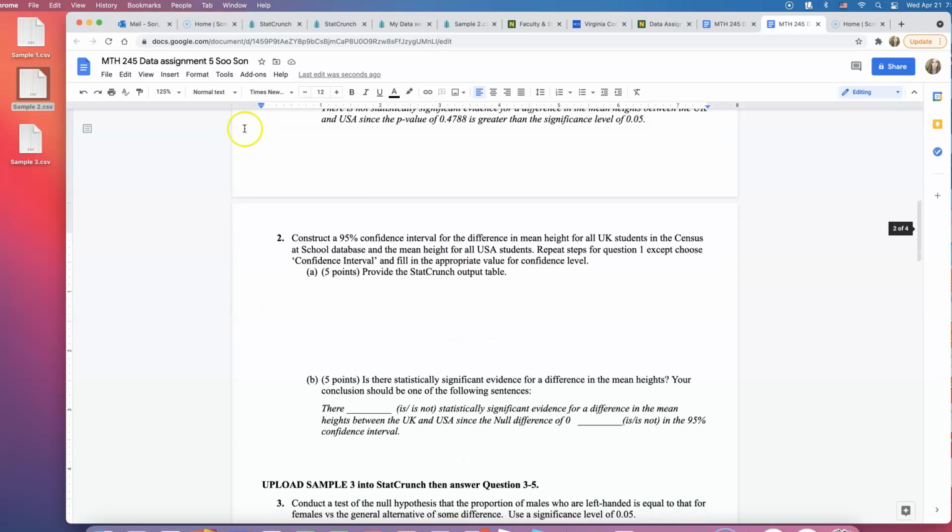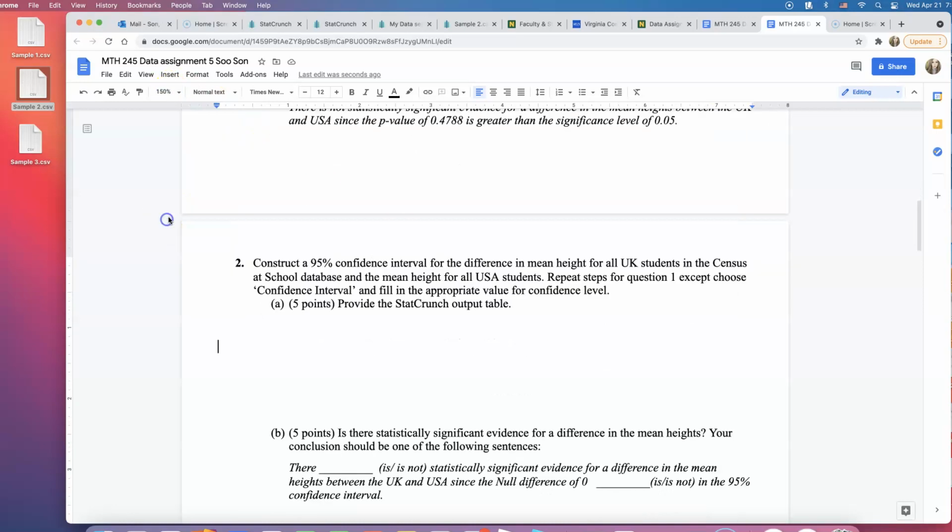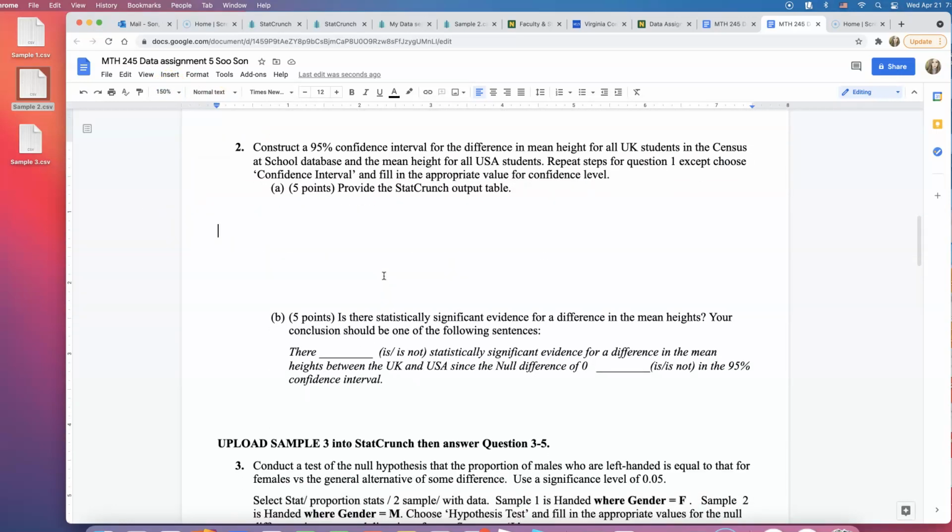So let me see. I will go over here and read number 2. Construct a 95% confidence interval for the difference in mean height for all UK students in the census school database and the mean height for all USA students. Repeat the steps for question 1 except choose confidence interval and fill in the appropriate value for confidence level.